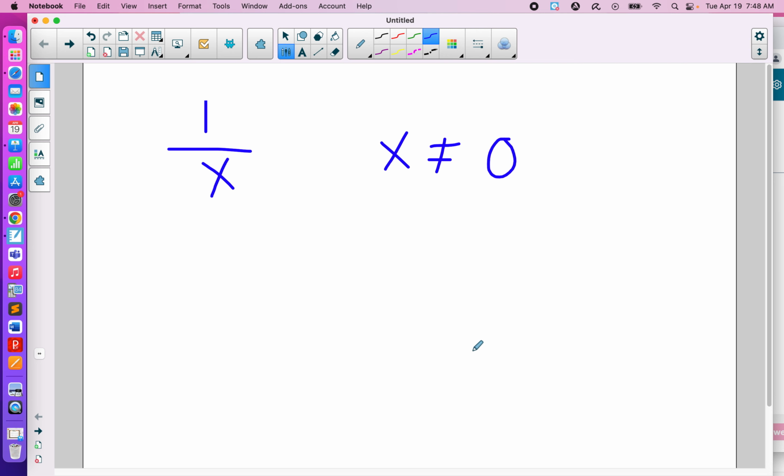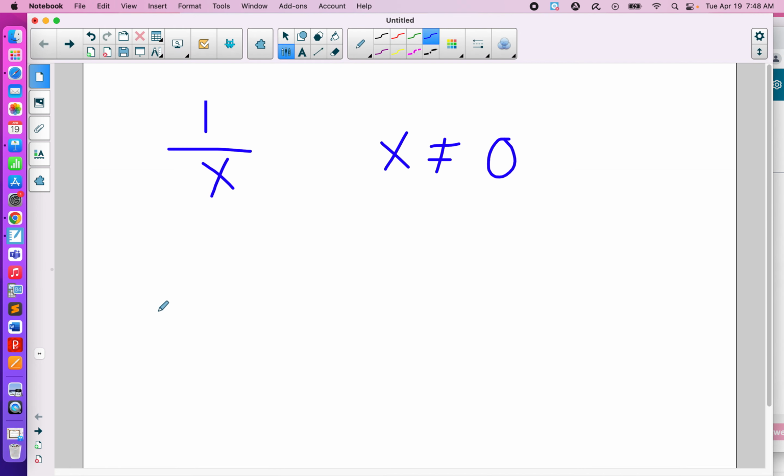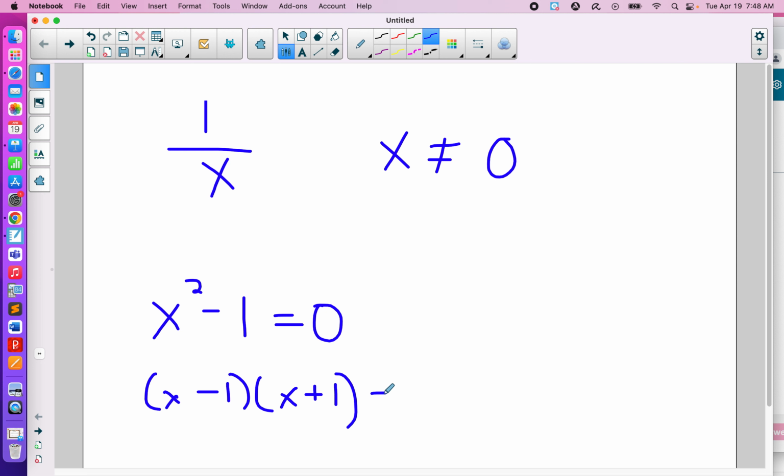So your goal with this problem, which is 1 over x squared minus 1, is to figure out what makes x squared minus 1 equal 0. Whatever makes that equal 0, these are the numbers that you have to exclude from your domain. Now this is a difference of perfect squares. So you're going to get x minus 1 times x plus 1. And when you set each one of these binomials equal to 0, you're going to get a 1 and a negative 1. So x cannot equal 1 and x cannot equal negative 1.